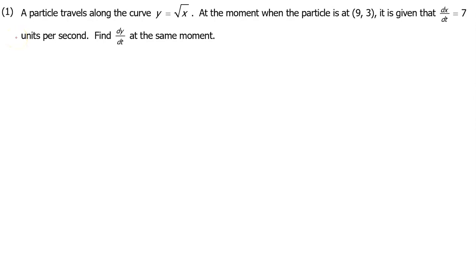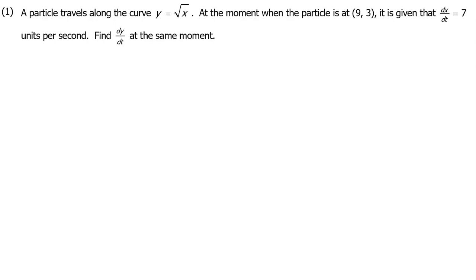In this video, we will go over some basic related rates problems so we can establish a solid foundation. Problem number 1. A particle travels along the curve y equals the square root of x. At the moment when the particle is at 9, 3, it is given that dx dt is equal to 7 units per second. Find dy dt at the same moment.